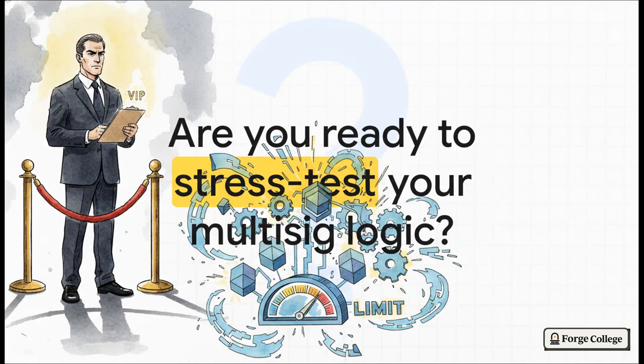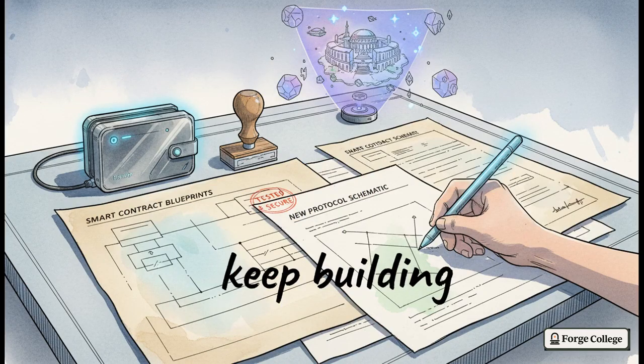But explicit roles are really just the foundation. You've set up the velvet rope, you've hired the bouncers, and printed the VIP list. So are you ready to stress test your multisig logic? Because in our next explainer, we're going to dive into testing confirmation thresholds and pushing those weird edge cases to their absolute limits. Keep building, keep testing. That is the ultimate mantra for smart contract development.